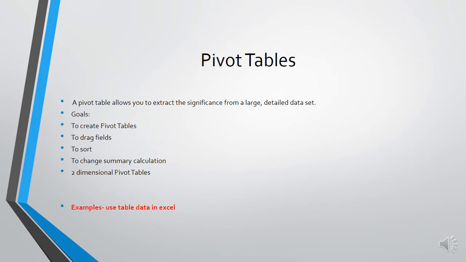Pivot tables are a special type of table in Excel. They allow you to extract significance from a large, detailed dataset where there appears to be repetition. For example, you can have quarterly sales of a particular product across different countries. The product will appear in country A, in country B, in country C, and so on, but you could have thousands and thousands of records about those similar products.